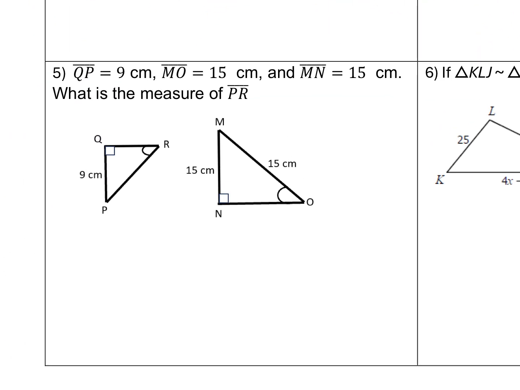All right, next one here. Now I'm just going to check and make sure that all the side lengths they gave me are correct. So I got QP is 9 centimeters. Yep. I got MO is 15. That's this guy over here. I got MN is 15. So that's that guy right there. It says, what is the measure of PR? So it wants this guy right here.